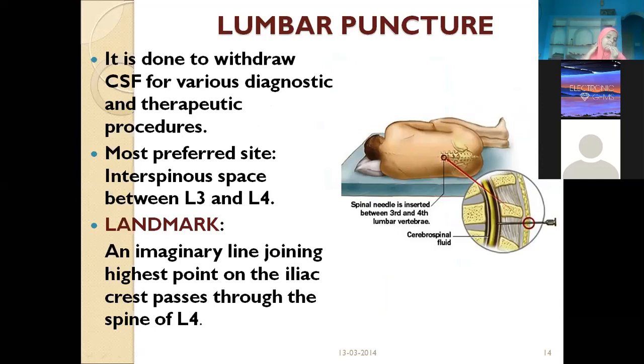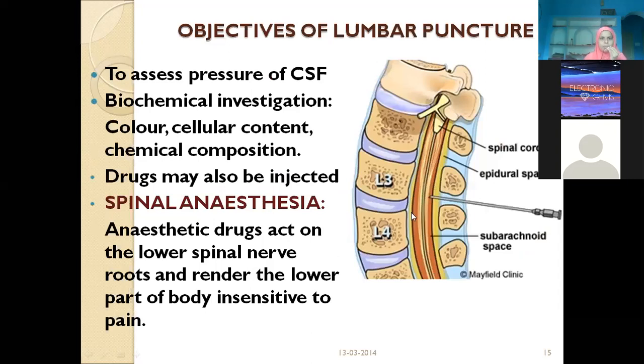When you compare with other areas, this is a safer place where we do not have any nerves coming out. So where do we generally get this plane between L3 and L4? See, an imaginary line joining the highest point of this iliac crest and this iliac crest. That joining point is the place where we can choose L3, L4, and we should be careful to enter only the subarachnoid space to collect CSF. Spinal anesthesia and drugs also can be injected by this route.